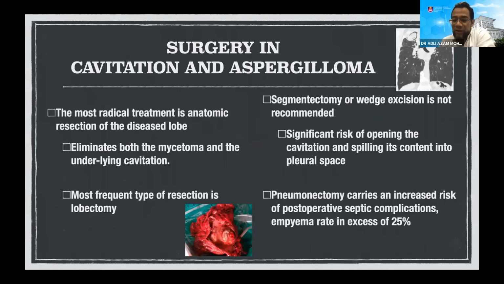into the pleural space. So there will be a lot of leak, and we're talking about spillage and dissemination of the content. Pneumonectomy carries an increased risk of postoperative septic complication, empyema up to 25% in excess.